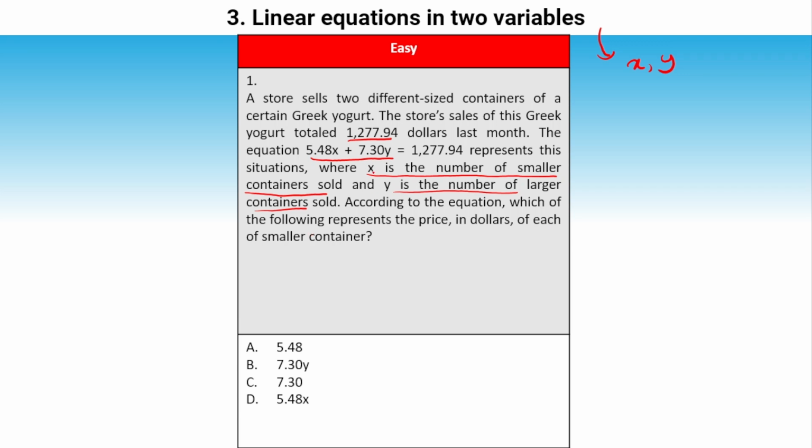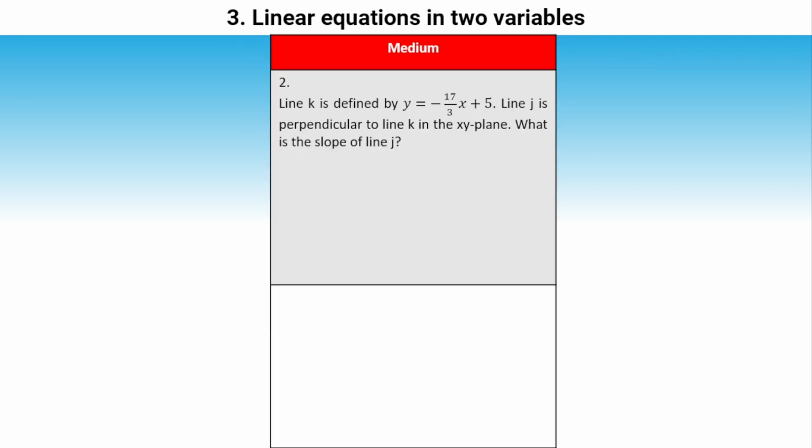Okay, x is the number of smaller containers. We are given 5.48x, right? Since this is in dollars, this must be dollars, right? x is a number, which means this must be the price of each container. Okay, each smaller container, the answer is 5.48. Okay, quite easy. So let's go to a medium one.